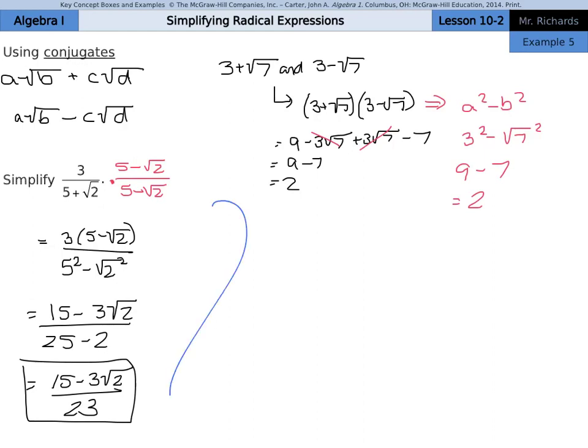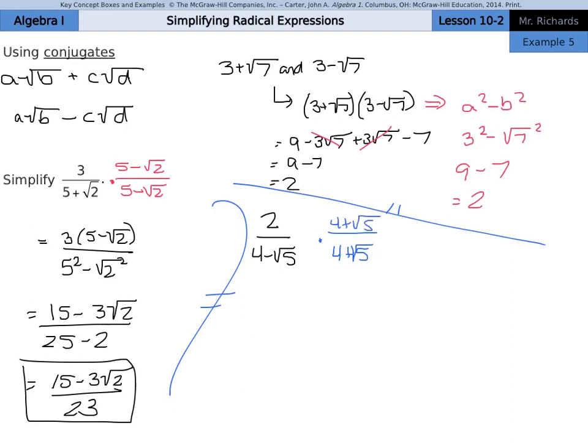Now this lesson wouldn't be complete without one last bonus question. What if I want to simplify 2 over 4 minus the square root of 5? Now, I can again multiply by the conjugate on the numerator and the denominator. And in this case, since it's a minus square root of 5, we'll use the positive square root of 5. So 4 plus the square root of 5 on top and bottom, which means this is going to simplify into 2 times 4 plus the square root of 5 all over 4 squared minus the square root of 5 squared.